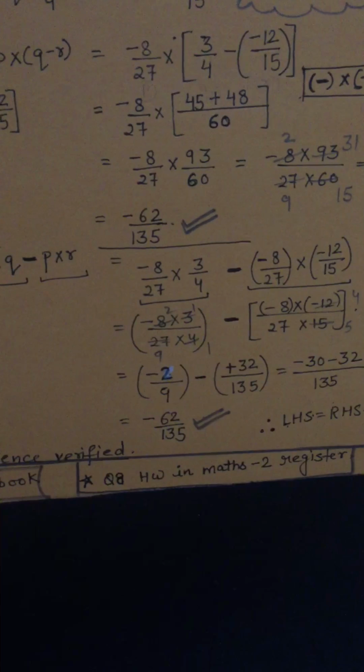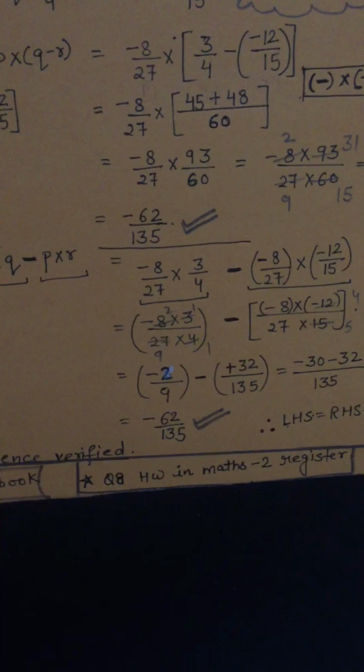Now, multiplication of two rational numbers. What do we know? What is the method? Multiply numerator with numerator, denominator with denominator. Simplifying it, we get minus 62 upon 135 as the answer. Now, this is what we are getting as the LHS. Okay. If I get the RHS also the same on solving this particular part, the verification is done.